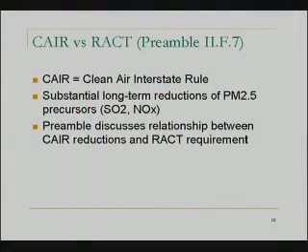Preamble Section 2F7 discusses the relationship between EPA's Clean Air Interstate Rule and the RACT requirements of the Clean Air Act and of this rule. As you know, the Clean Air Interstate Rule will obtain substantial long-term reductions of PM 2.5 precursors, that is, reductions in SO2 and nitrogen oxides. The preamble discusses how we view the relationship between those reductions and the RACT requirement.